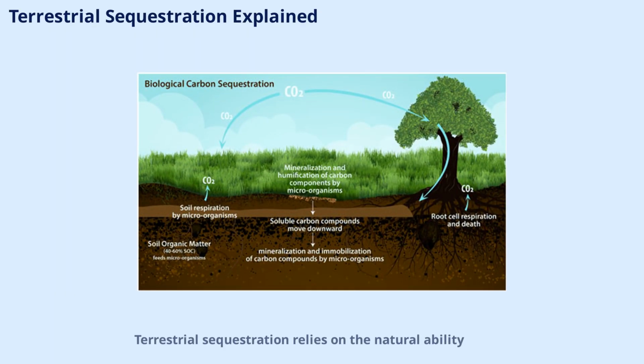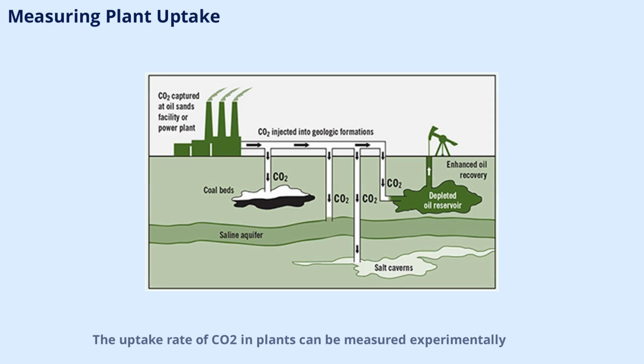Terrestrial sequestration relies on the natural ability of plants to absorb CO2 through photosynthesis. When plants die, some of the carbon is transferred to the soil as roots and leaves decompose, while some is released back into the air. The rate at which plants absorb CO2 depends on factors like species, climate, soil type, and management practices. Scientists use tools like infrared gas analyzers to measure how much CO2 is taken up by plants, helping us understand and optimize this process.